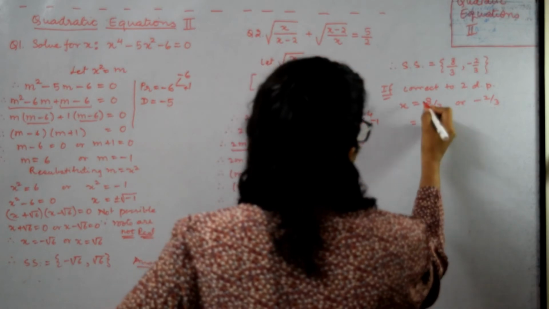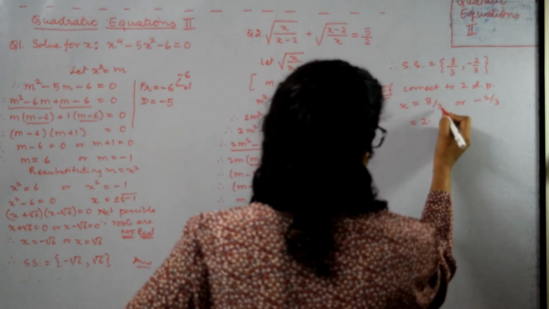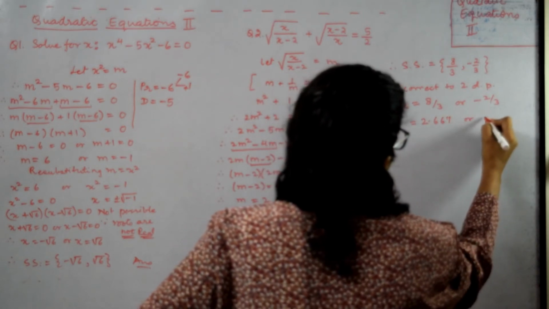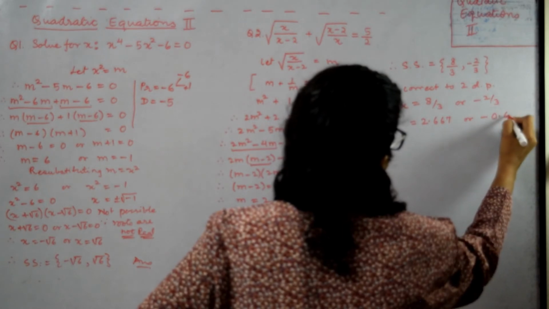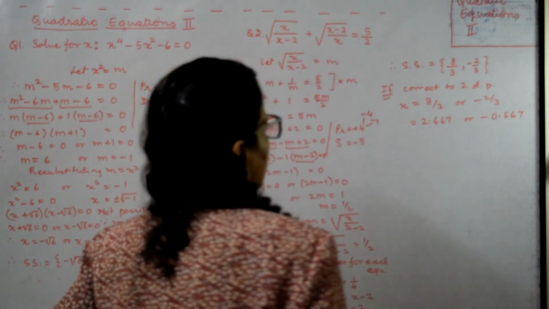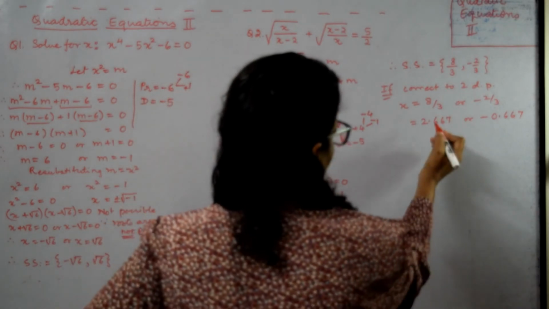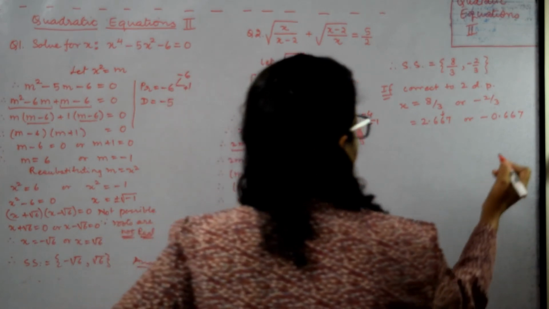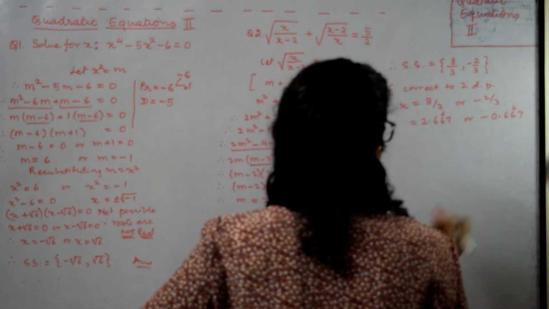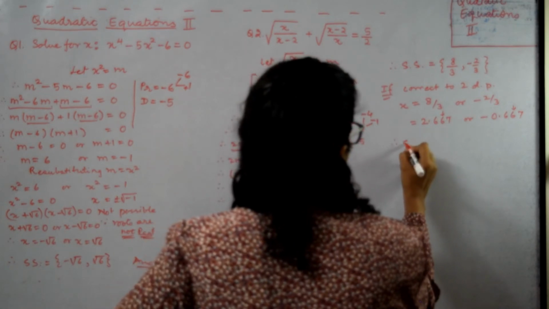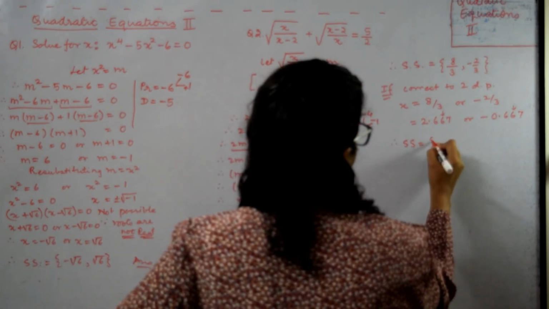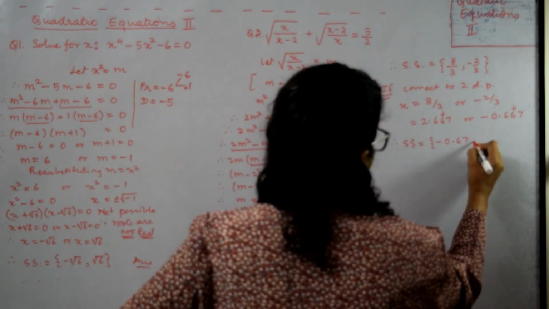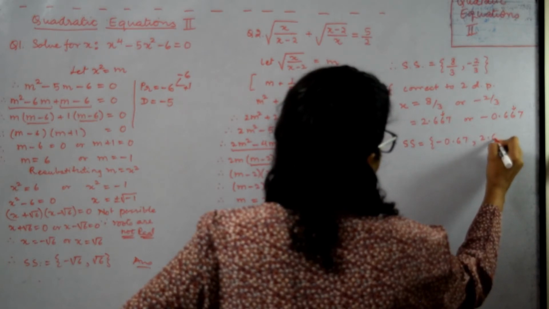That therefore becomes 3 2's are 6 and 2 remains, so we have 0.667, or here it will be 0.667. Now if you want to round off to 2 decimal places, after the decimal point you will count 2 decimal places, and this is the place where you have to round off. And so therefore our solution set becomes equal to minus 0.67 comma 2.67.